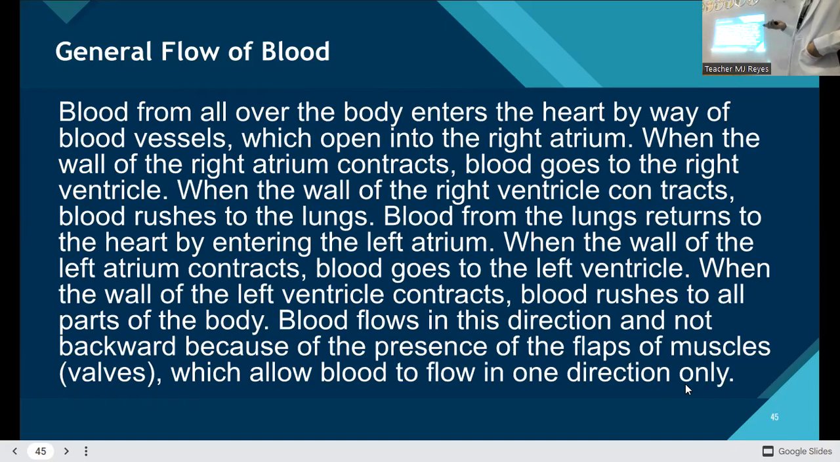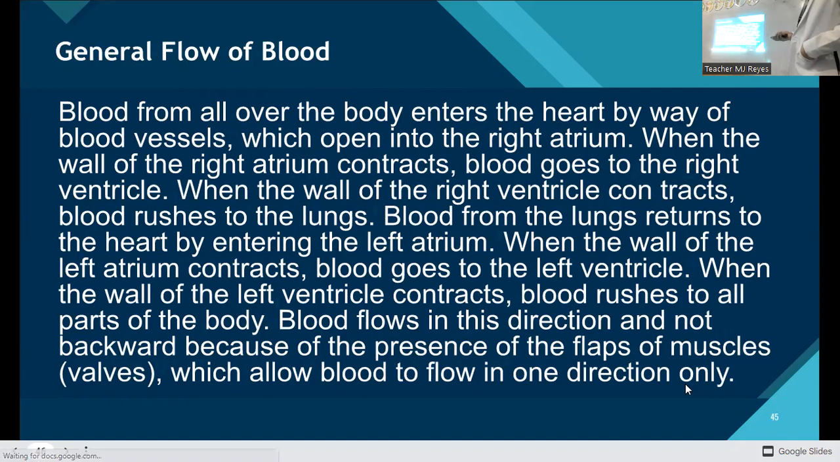Blood from the lungs returns to the heart by entering the left atrium. So when the wall of the left atrium contracts, blood goes to the left ventricle. When the wall of the left ventricle contracts, blood rushes to all parts of the body. Blood flows in this direction and not backward because of the presence of valves. We have valves which allow blood flow in one direction only.